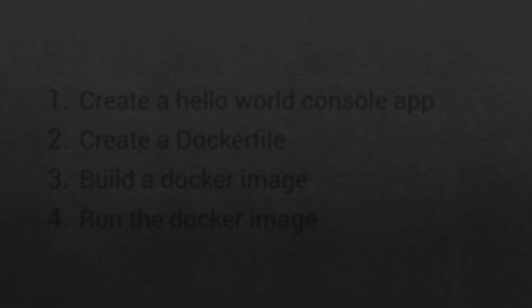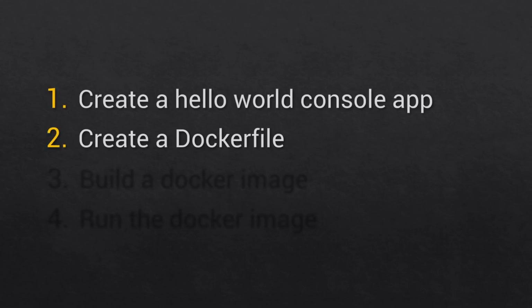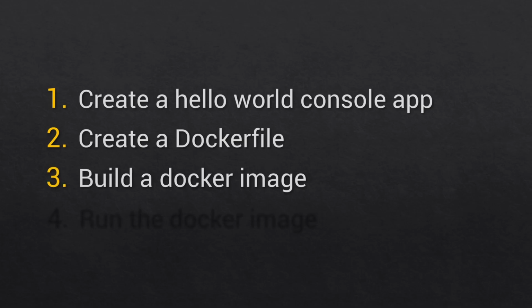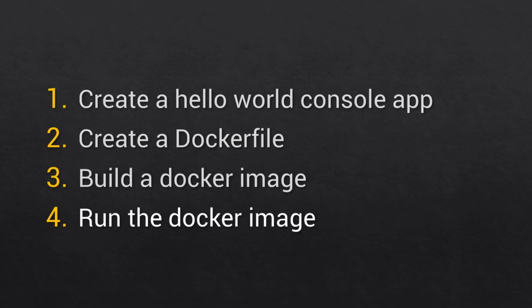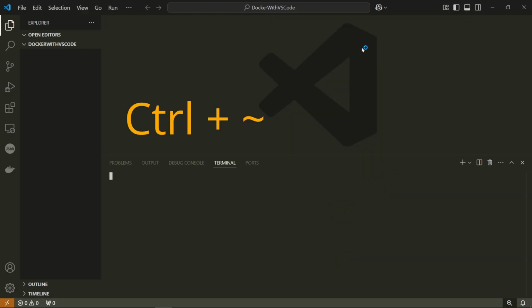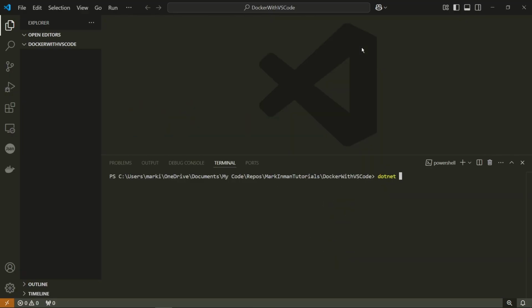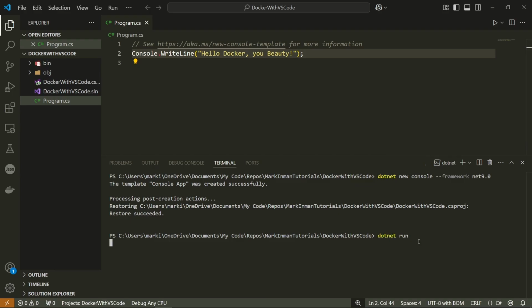So now we're going to use VS Code to do the following. We're going to create a Hello World console application. We're going to create a Dockerfile, build the Docker image from the Dockerfile, and run the Docker image, which will create our container. So let's open up the terminal with Control tilde. First, we'll create our console application from the command line, targeting the current version of .NET. Then let's just run it to see if it works. And as expected, here's our "hello Docker, you beauty" displayed in the console.